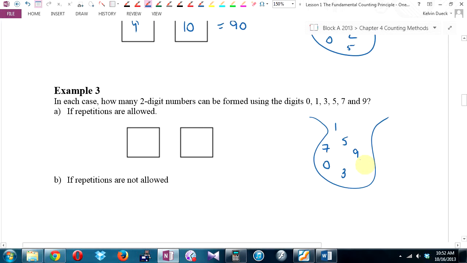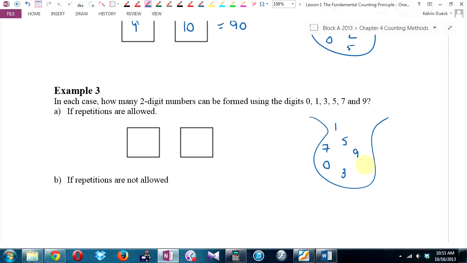In the first one, repetitions are allowed. What that means is after you pull a number out of the bag and look at it, it goes back in. Shake it up again. B says repetitions not allowed. What that means is once you've pulled it out of the bag, put it aside, shake up the new bag with the new different numbers in there, and you're picking from this new group. Okay? There's my analogy.